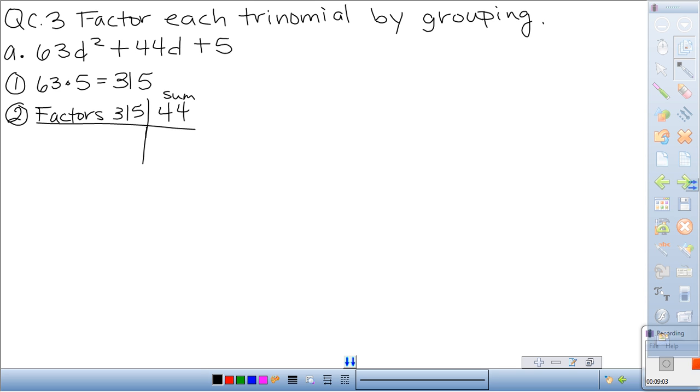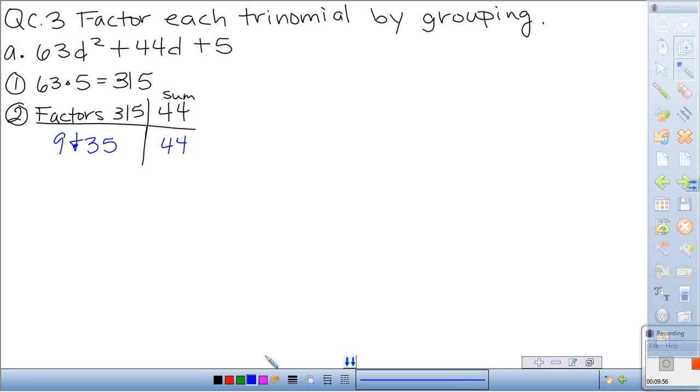You get 35, and I think we may have found it. So if we multiply 9 times 35, we end up with 315, and 35 plus 9 does give us 44. So we're using 9 and 35. So again, just sit there and play with your calculator and find some factors that will get you that sum.